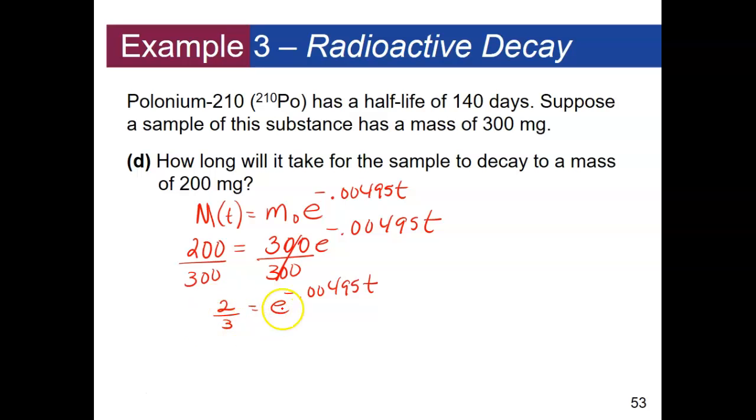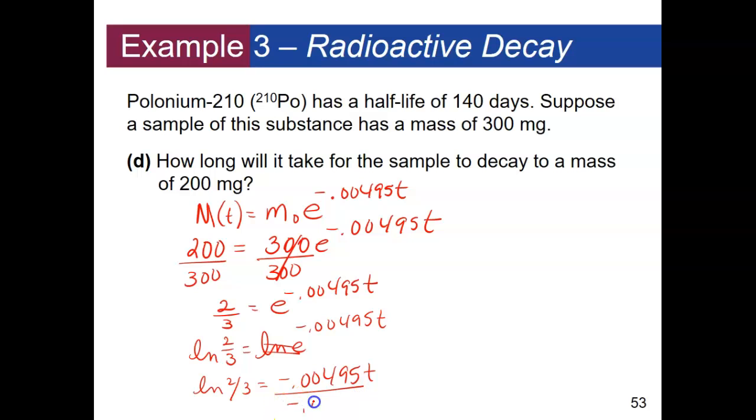We'll do that by using logarithms, and we're going to use a natural log because we have a base of e. So the natural log of 2/3 equals the natural log of e to this exponent. We know that those cancel. Okay, we want to divide by this. So we're going to get that t is approximately 81.9, and we're going to round that to 82 days.